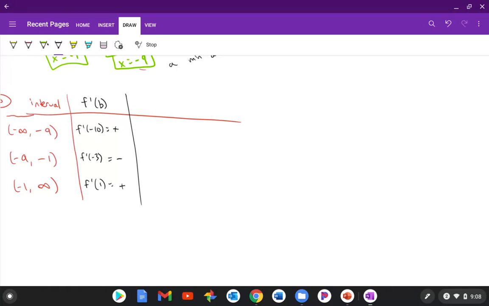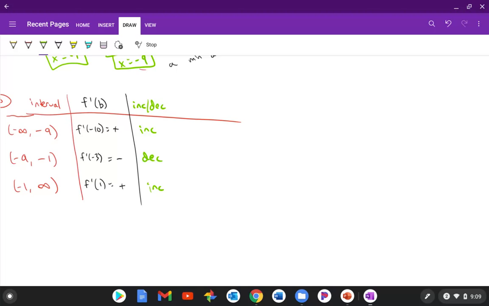So here, the next column, I'm going to write increasing / decreasing. So if something has a positive sign when we plug it into the derivative, that means it's increasing. If something has a negative sign, which this next one does, when you plug it into the derivative, that means it's decreasing. And we've got another positive, so that means it's increasing. So if we were asked a question like, what are the intervals of increasing? We would say -infinity to -9, union -1 to +infinity. Or if we were asked decreasing, we would say -9 to -1.